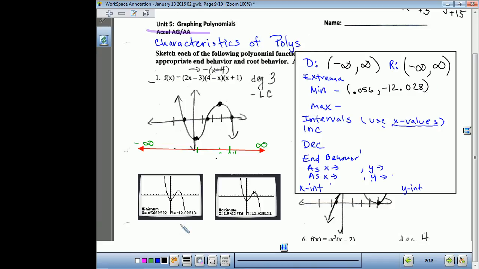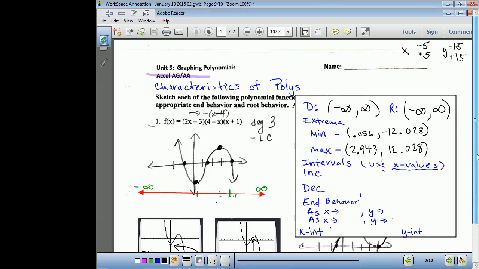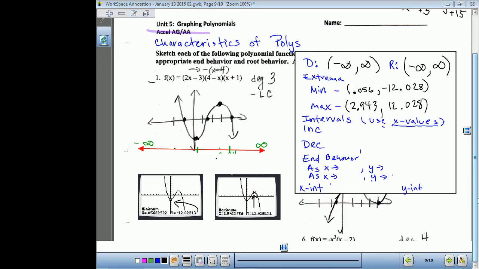Did you locate it right there? See my screen? And then the max is right here. It's located at 2.943, comma, 12.028. Actually, I had it rolled down a little bit so you couldn't see the whole thing. And then the calculator finds it for you. Okay, were we able to get this? Anybody? You got it.